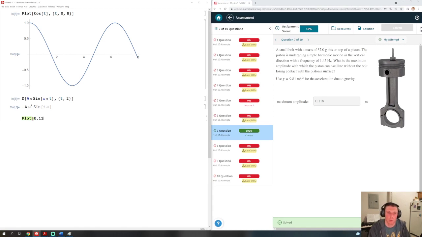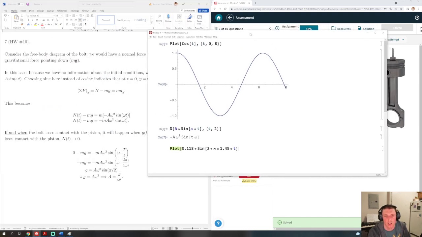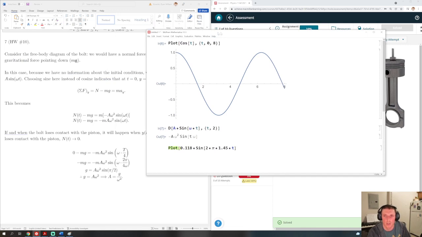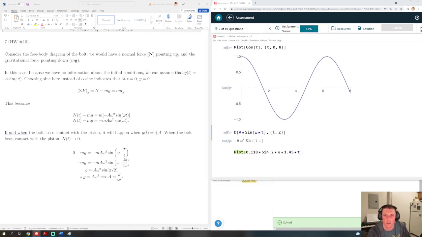My amplitude is 0.118, right? And sine of, and then omega. They give us the regular frequency, but we need the angular frequency. So they give us f, we need omega, but omega is 2 pi f. So just 2 pi times 1.45, which is my frequency, all times t. So this was our y of t. I'm just plugging in the numerical values that I have from the assignment into this equation, y of t equals sine omega t. Because remember, this is also 2 pi f.